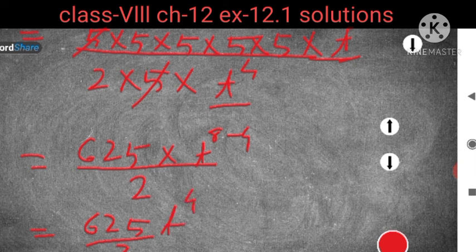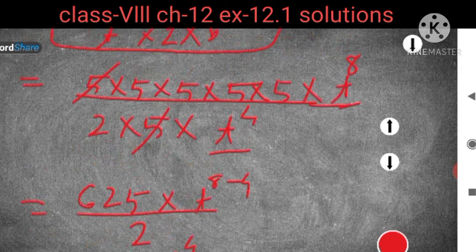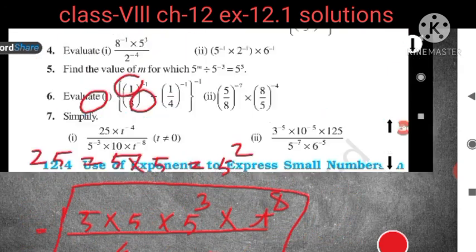So what is the answer? 625 t to the power 4 upon 2, because there is no any other 2, isn't it? Only one 2 is there, so it is in denominator, so it will remain in denominator only. So what is the answer? 625 t to the power 4 upon 2 is the answer. So hope you have understood. So in this way you will solve this question.